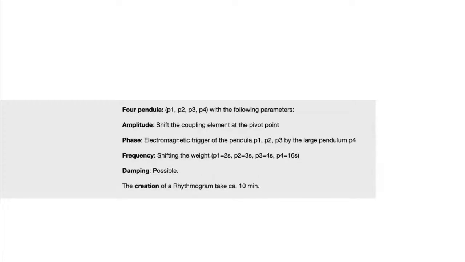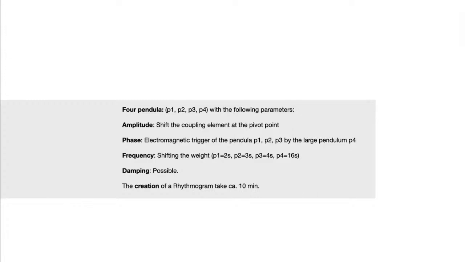So the four pendula, I named them P1 through P4. Each pendulum has four adjustable parameters. One is the amplitude. By shifting the coupling element around the pivot point, you can influence how much of that pendulum goes into the result. You can adjust the phase. There's an electromagnetic trigger which is triggered by the large pendulum. So the large pendulum P4 triggers P1, P2, and P3. The weight in each pendulum can be shifted, and so you can adjust the frequency.